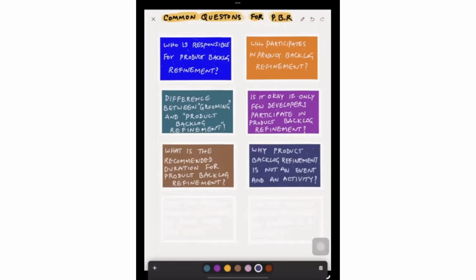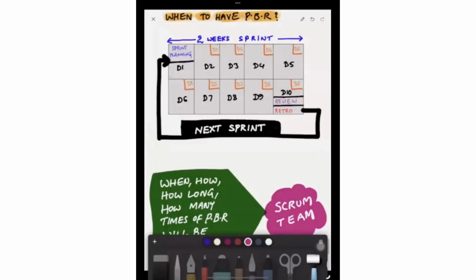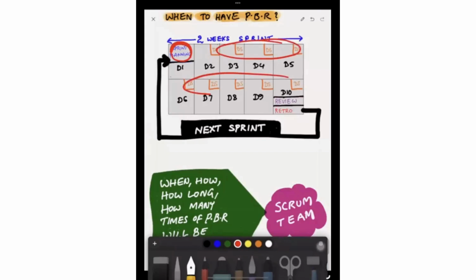Why is product backlog refinement an activity, not an event? If we go back here, sprint planning will be the first event in the sprint, on the first day. There is a specific time box for that and you cannot skip it. Similarly, daily scrum, every day, same time, same place, there is a specific time box for that and you cannot skip it. Similarly, review and retrospective are scheduled on the last working day, one after the other, back to back, and they cannot be skipped and they have a specific time box.